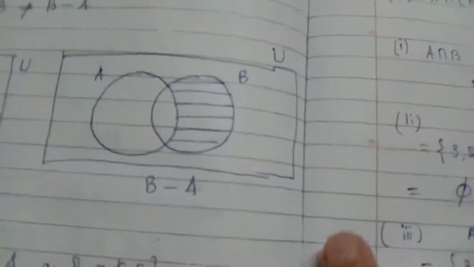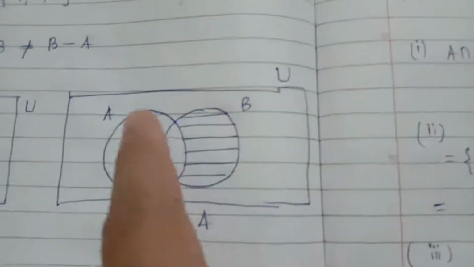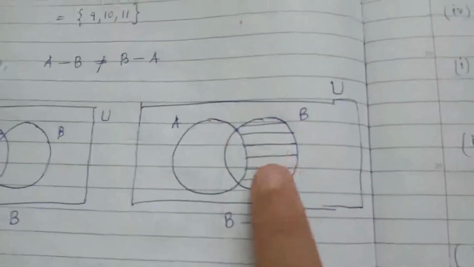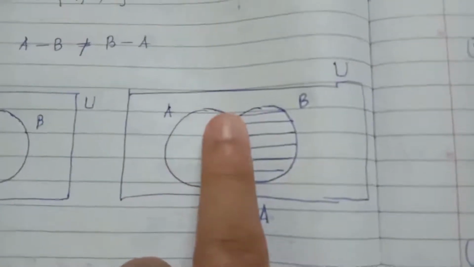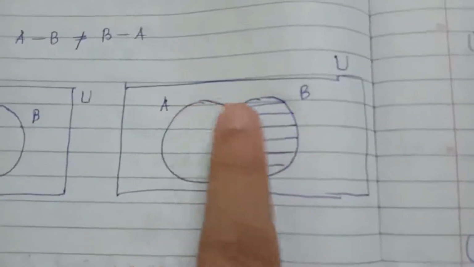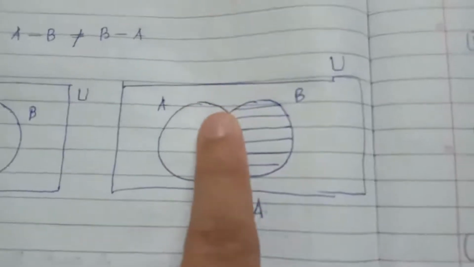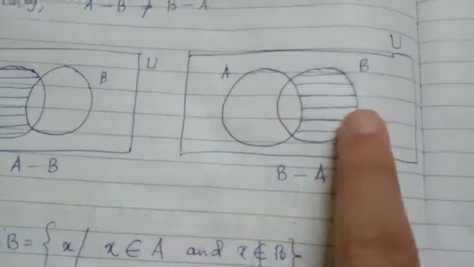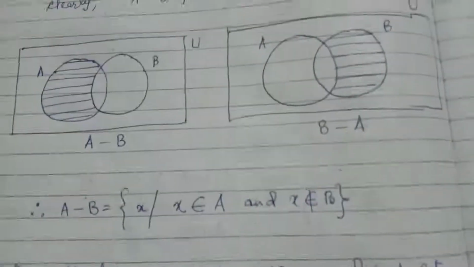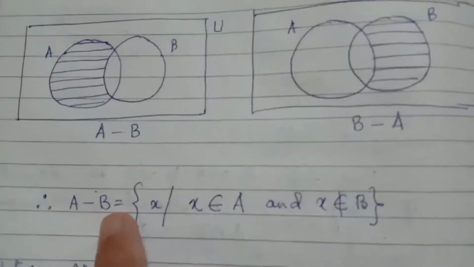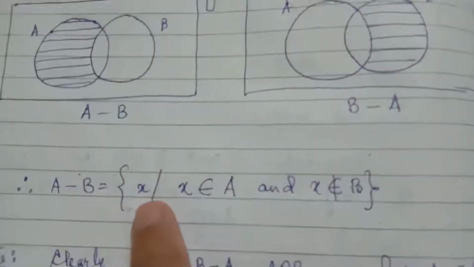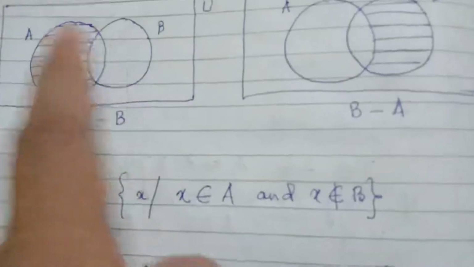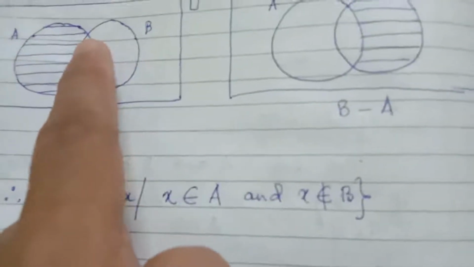Similarly, you can see this is the set B, this is the set A. From B, I have removed the common part, the part common to both A and B. The remaining part is B minus A. You have to remember this definition: A minus B equals all such elements X where X is in A but not in B, because if X is also present in B, we have to remove that.